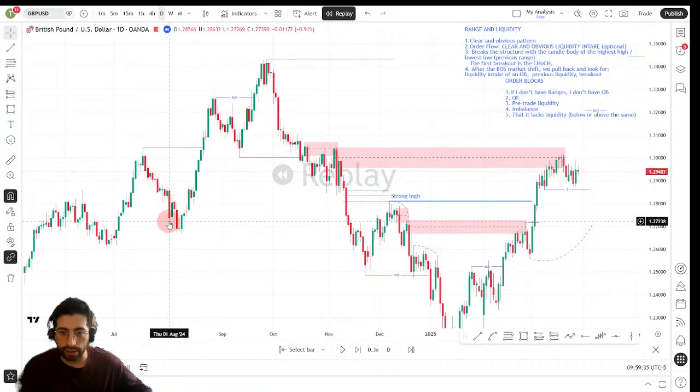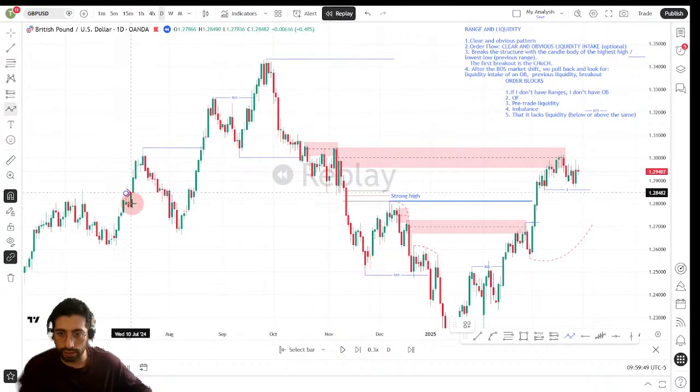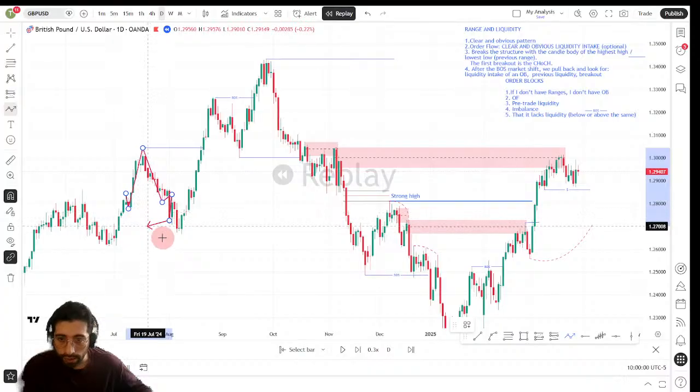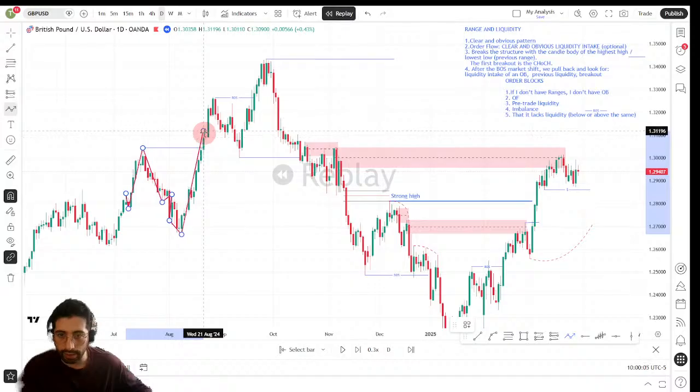Now we're gonna try to find a pattern of continuation. What is the pattern we're looking for, which is the next. Look at the next. The price does this: low, high, okay, low, high, low, low, continues with the low, and then it makes a break. So we have a clear and obvious pattern, right?